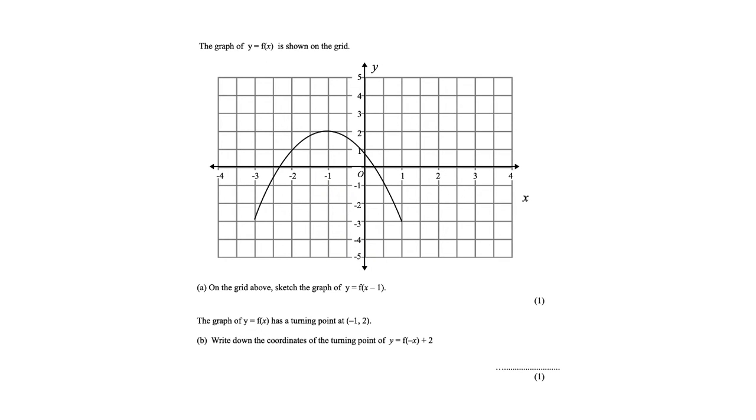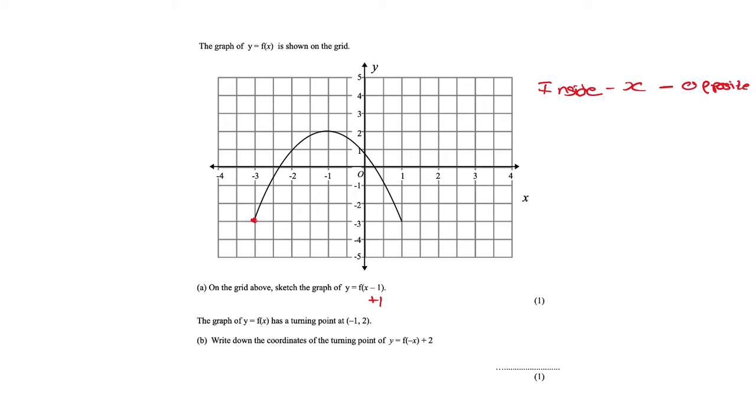Okay, final question now. The graph of y equals f of x is shown on the grid. So we're given the graph there. On the grid above, sketch the graph of y equals f of x minus 1. So remember, it's inside the bracket, so it's going to change the x-axis and it's going to do the opposite. So instead of subtracting 1, it's going to add 1 to the x values.